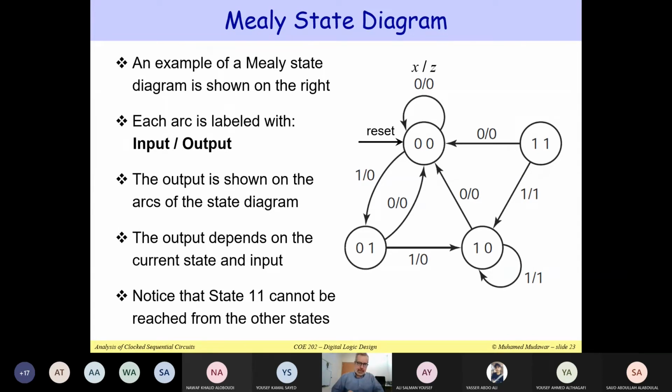So this is a state diagram of a sequential circuit. It consists of 4 states. You can see we have 0,0, 0,1, 1,0, and 1,1. Now, when you look at this state diagram, how many flip-flops do you have in the sequential circuit? From the state diagram, can you tell? Do you know how many flip-flops?